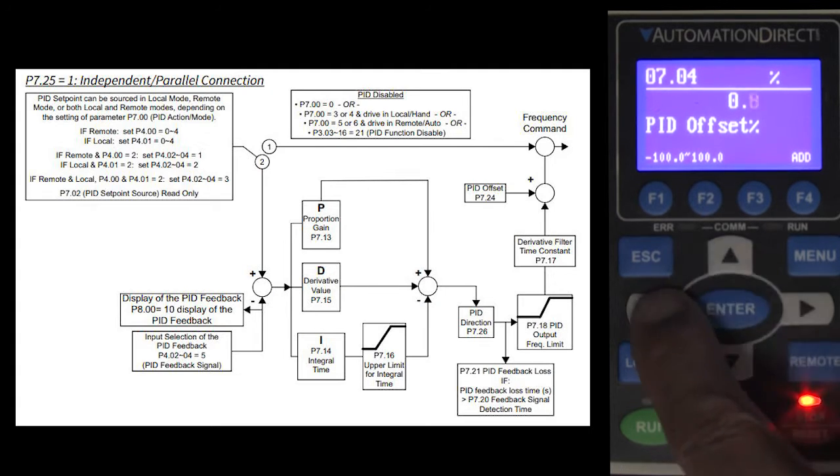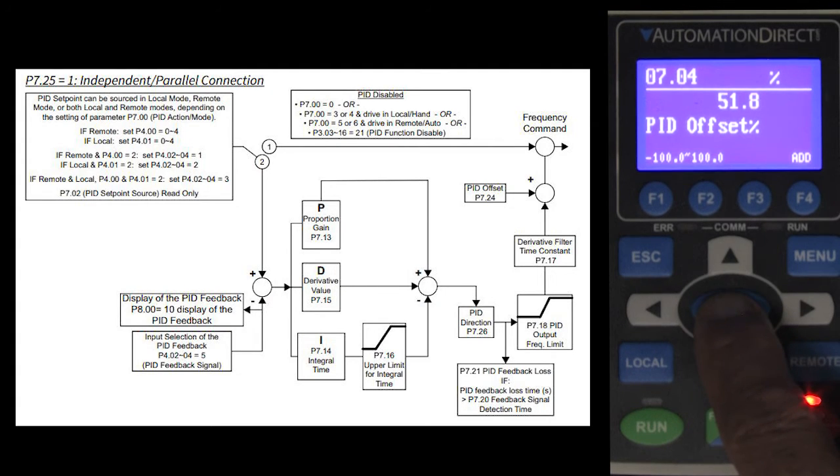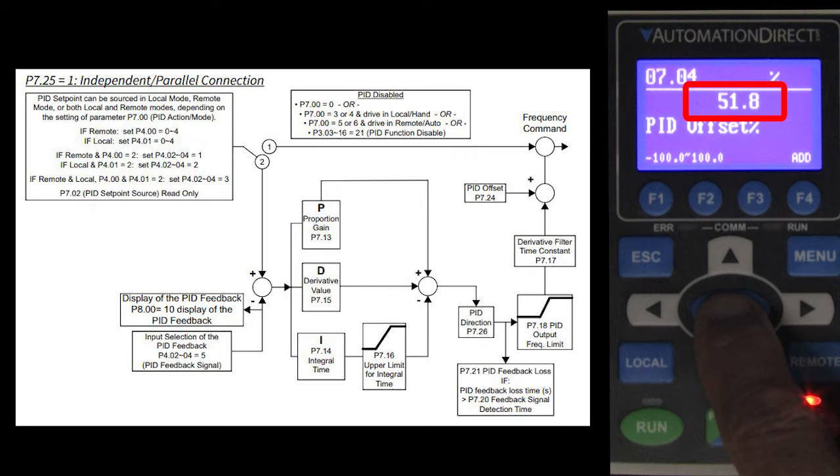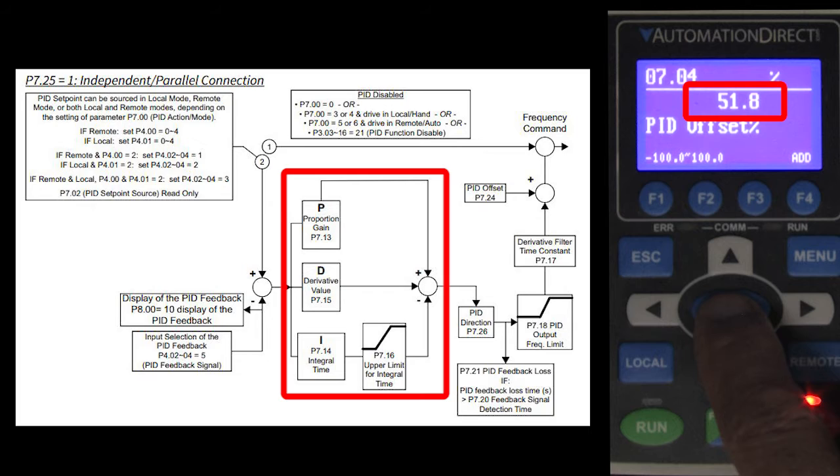Well, that's 52% of the drive's 60 hertz. So even if all of this is 0, the drive is still going to run at this offset frequency of 52% of the 60 hertz, which is 31.2 hertz. And now all this PID stuff has to do is just make minor corrections around that offset, which will require smaller gains, which means it'll be easier to set up a stable PID system.